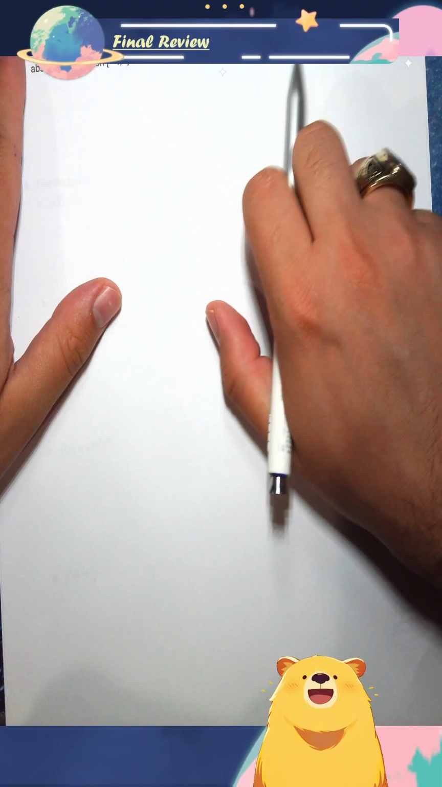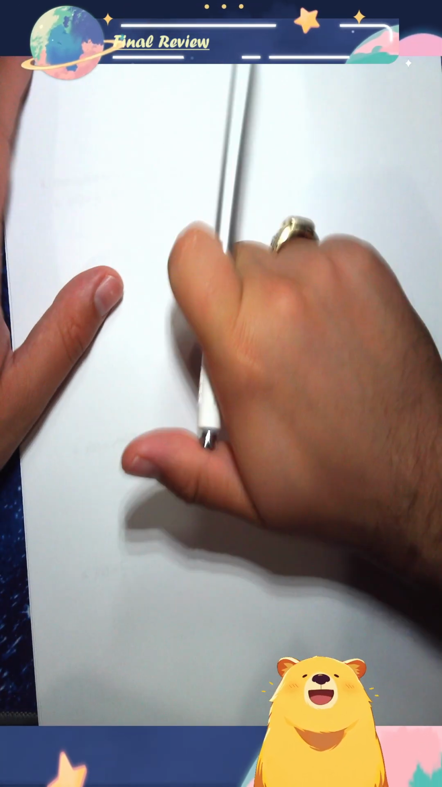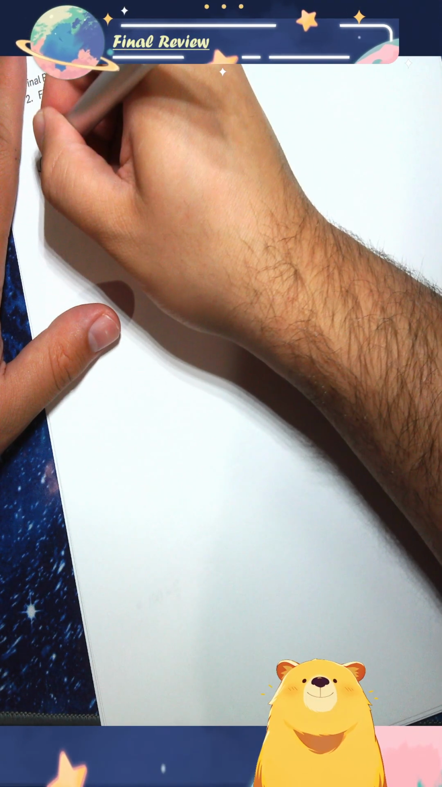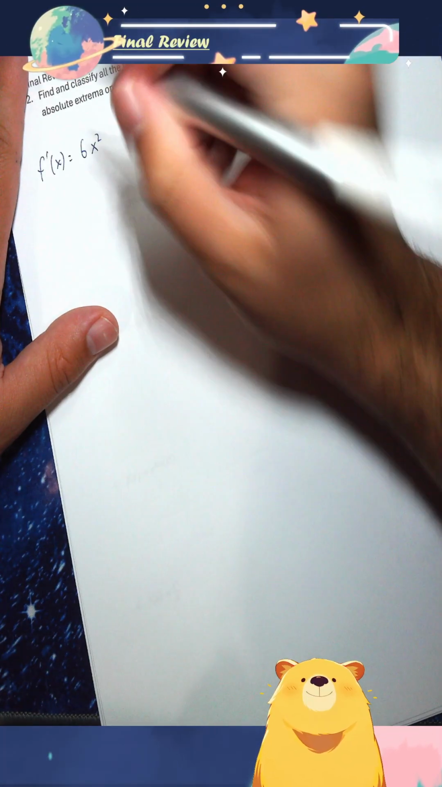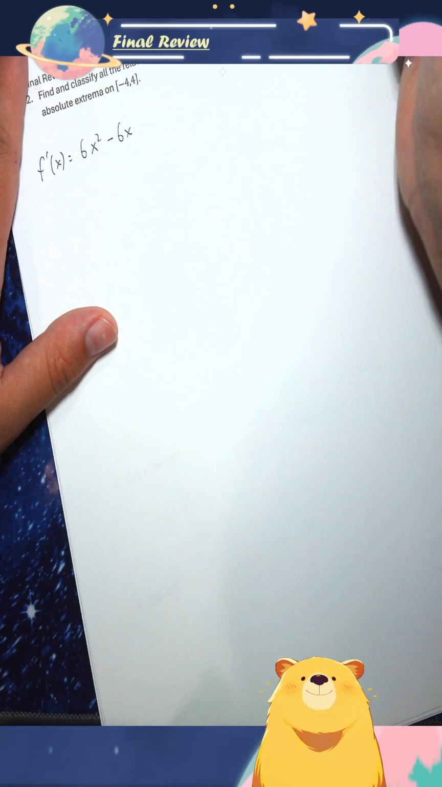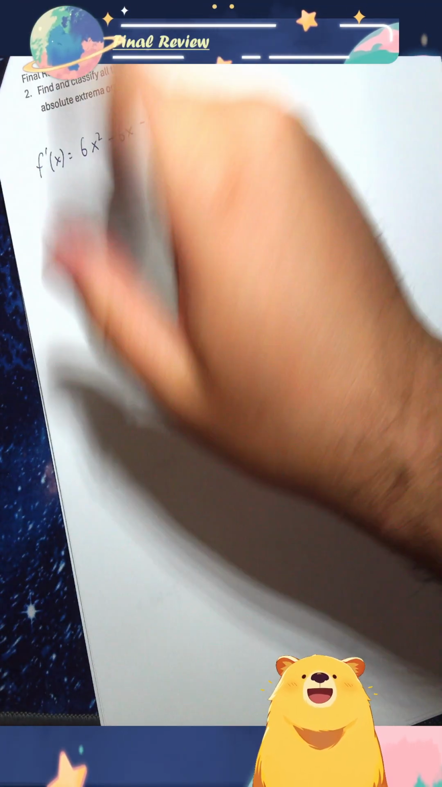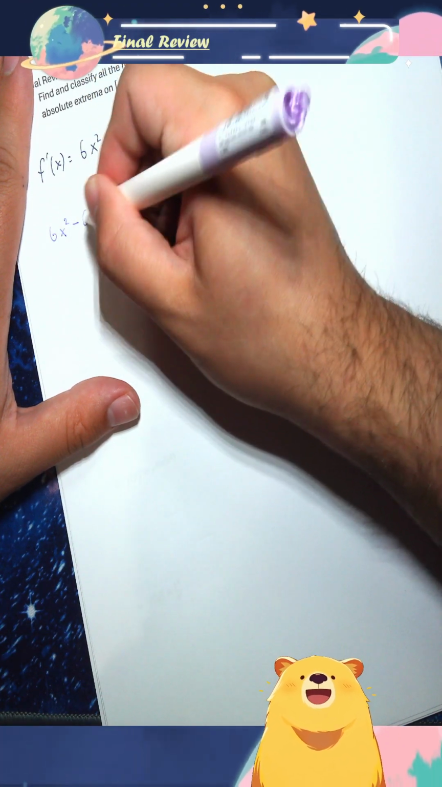Let's keep it going. All right, find and classify all the relative extrema of f of x is equal to this polynomial. Then find and classify all the absolute extrema on negative 4 to 4. Okay, so for here, we have a bit of a challenge because, well, first we need to do the derivative. The derivative is going to be 6x squared minus 6x, and then minus 12. Okay, I'm gonna change colors. But then we see that if we set this equal to 0, we'll have to do a bit more solving.